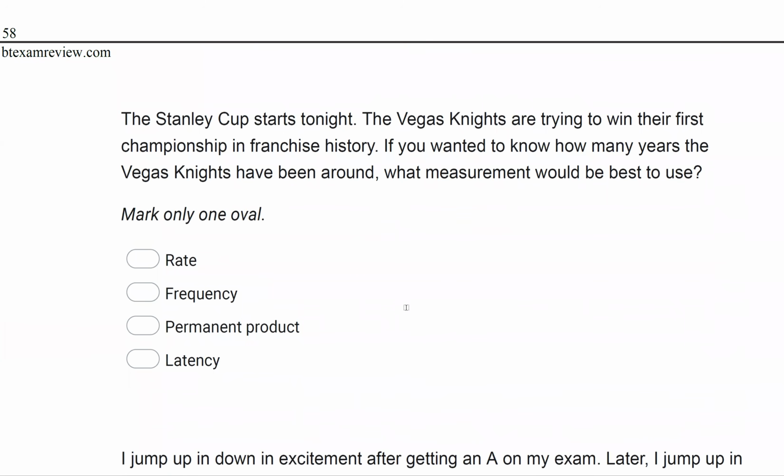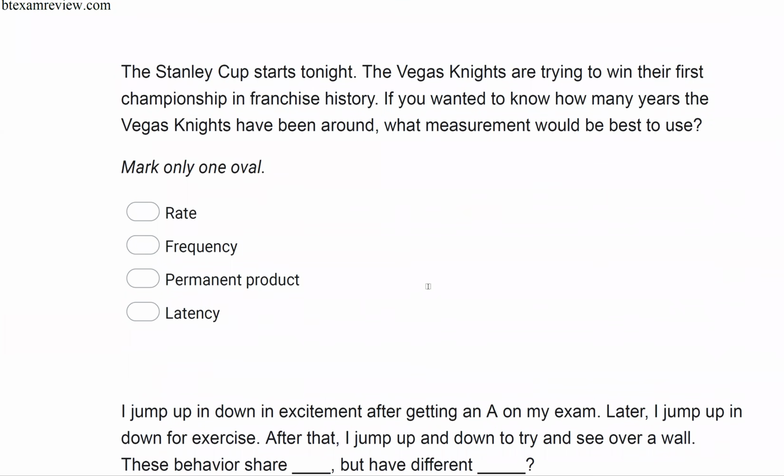The Stanley Cup starts tonight. The Vegas Knights are trying to win their first championship in franchise history. If you wanted to know how many years the Vegas Knights have been around, what measurement would be best to use? Okay, another measurement question.